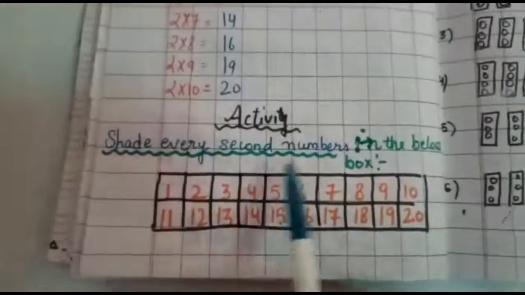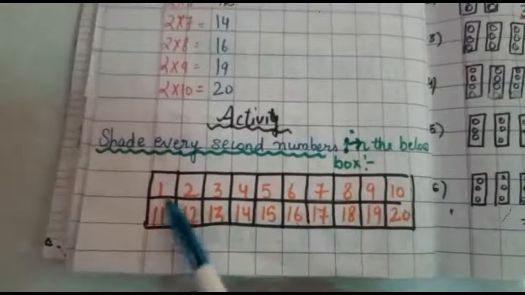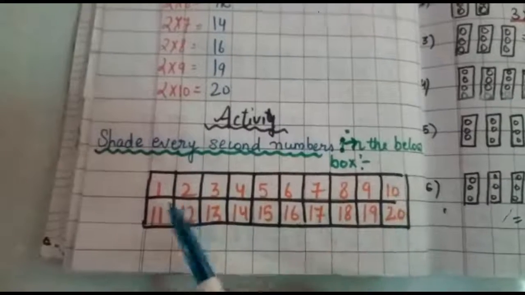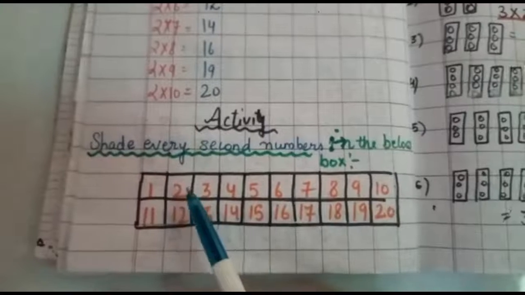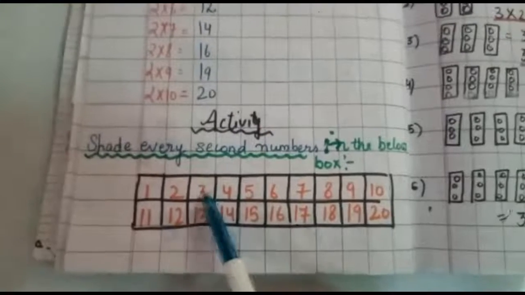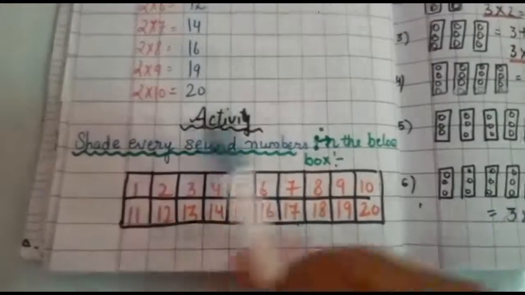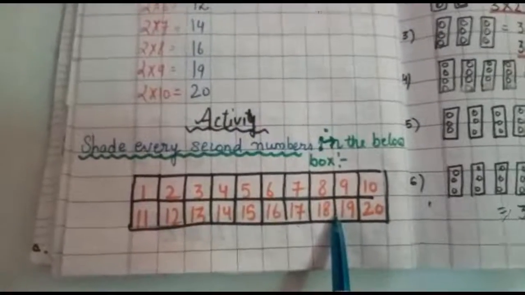This is the box. Shade each second number in the box below. So just shade the second number of the box. 1, 2, shade this one. Then count from here. 1, 2, then shade this one. Then count from here. 1, 2, shade this. You will find the end of the numbers. You will find out the table of 2 from this box.